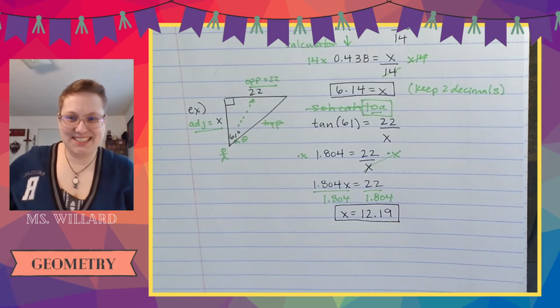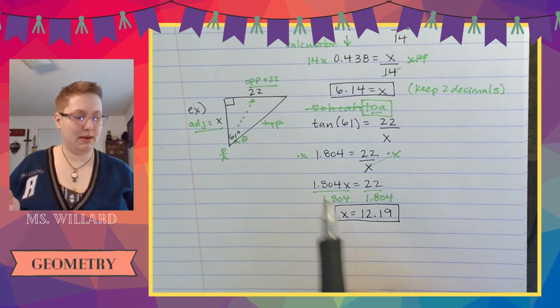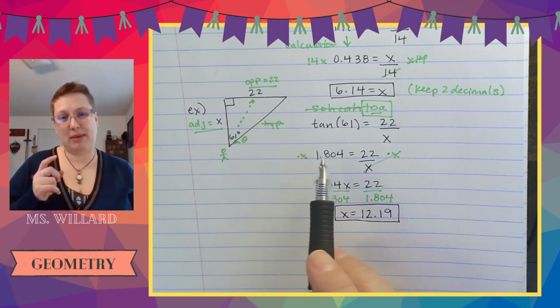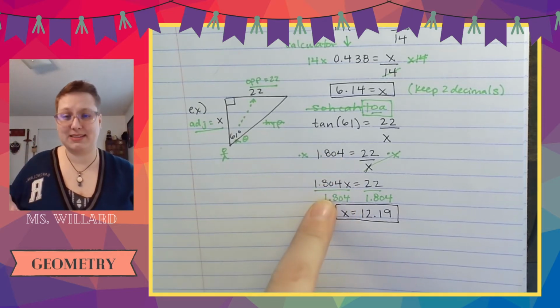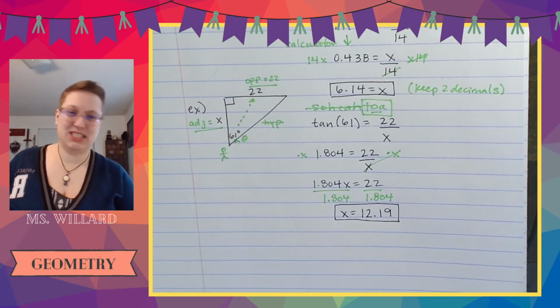Also, I'm keeping all 3 decimal places here. If you're chopping it off, you'll get a slightly different answer, and that's okay, but I would use 3 decimal places as I'm doing it, and then 2 when I'm done. Just as a rule of thumb.